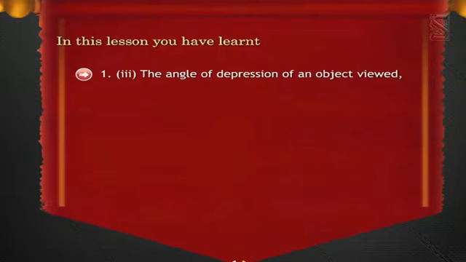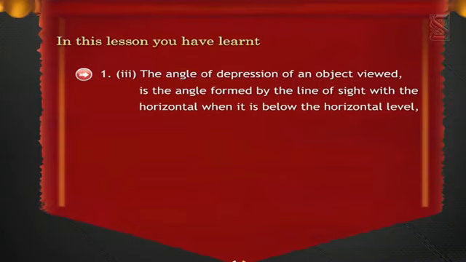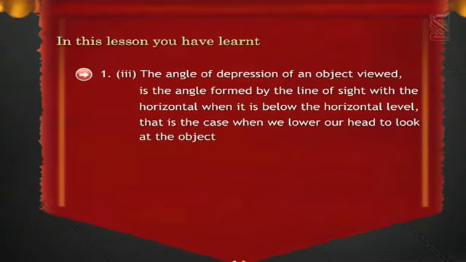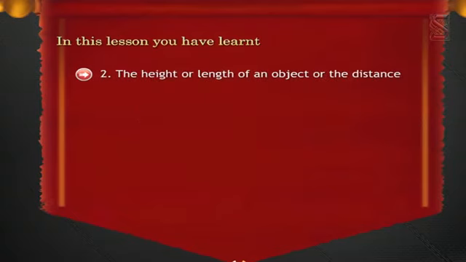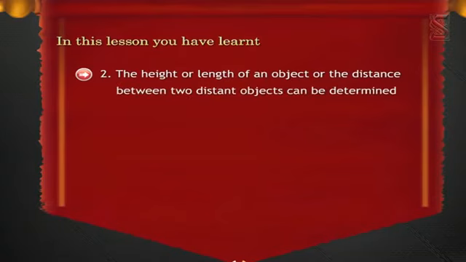The angle of depression of an object viewed is the angle formed by the line of sight with the horizontal when it is below the horizontal level. That is the case when we lower our head to look at the object. The height or length of an object or the distance between two distant objects can be determined with the help of trigonometric ratios.